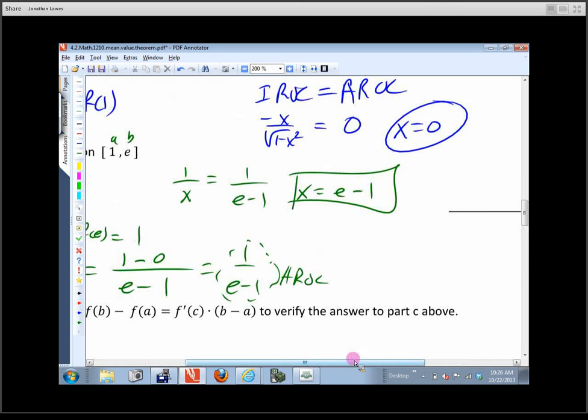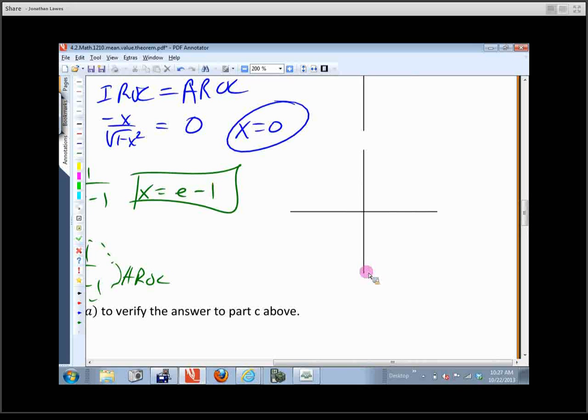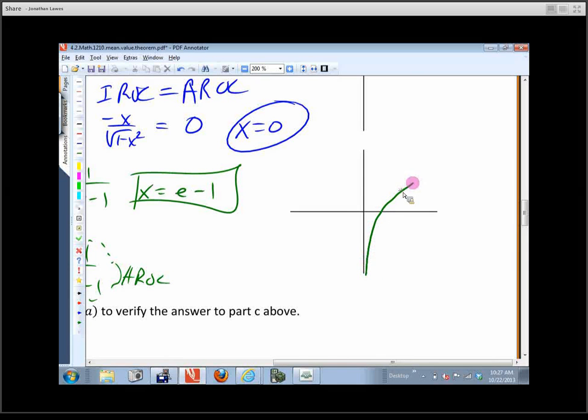I'm going to blow this up just a little bit. So ln looks like this. This point right here is 1, comma 0. If that's 1, this would be 2, and this would be 3. At 2.71, at e, it's got to go through 1. So let's make it look like this. And that point right there is e, comma 1. So here's the secant line. The secant looks like that.